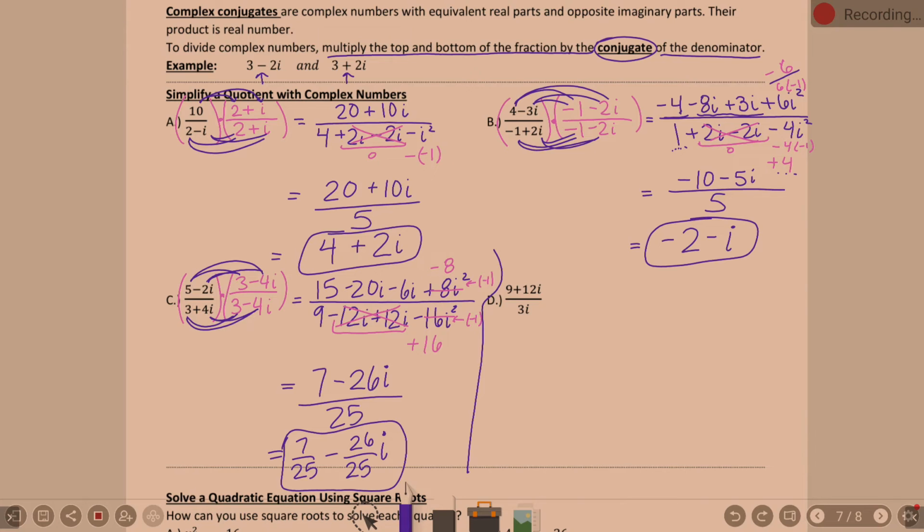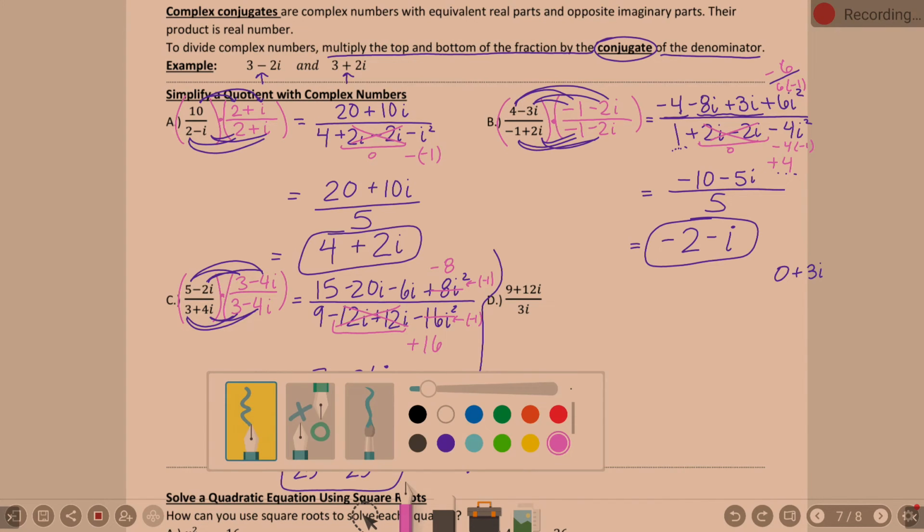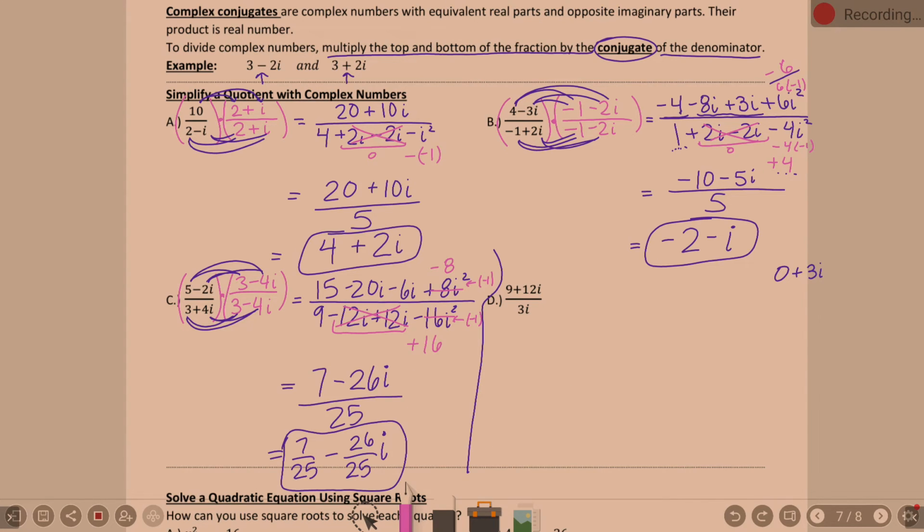So normally we say multiply by the conjugate. There's a couple different ways we can do this one. What would you call the conjugate of 3i? What if you think of that as 0 plus 3i? What could be a conjugate there? Zero plus 3i, the conjugate would be 0 minus 3i. So one option would be we could multiply by negative 3i.